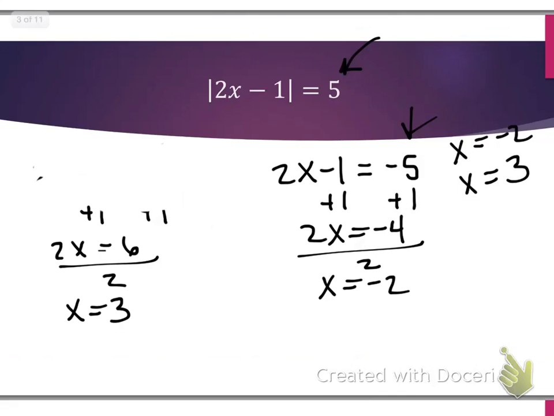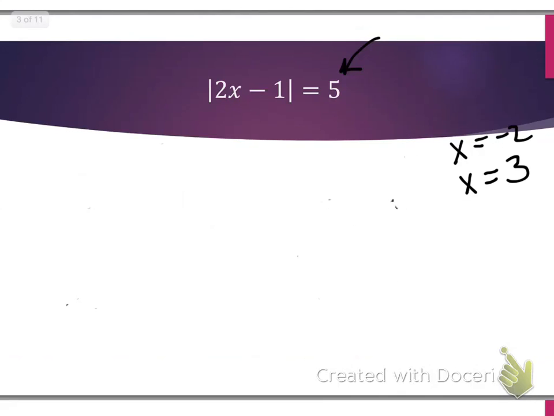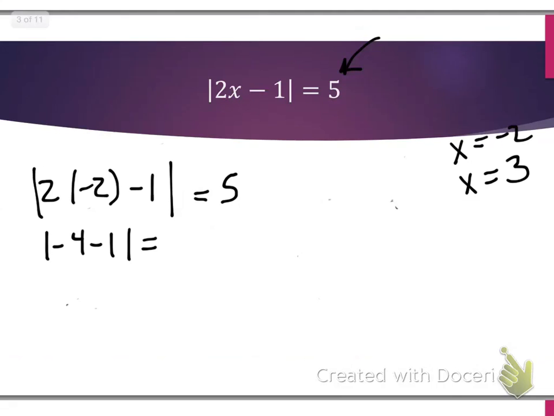I'm going to erase all this so that I can check. I'm going to check one at a time. I'm not putting them both in at once. I'm going to take out the x, and we're going to try -2 first. So 2 times -2 is -4. -4 minus 1 is -5. Whenever we take the absolute value of a number, it becomes positive because we're talking about distances. 5 equals 5.